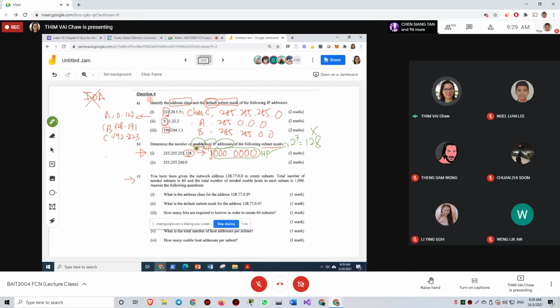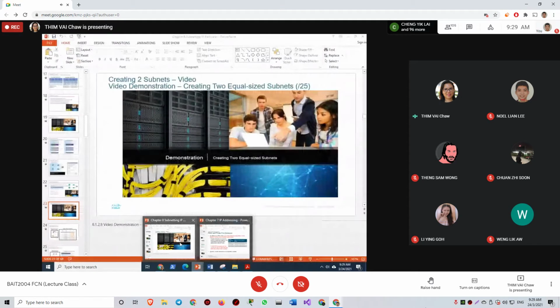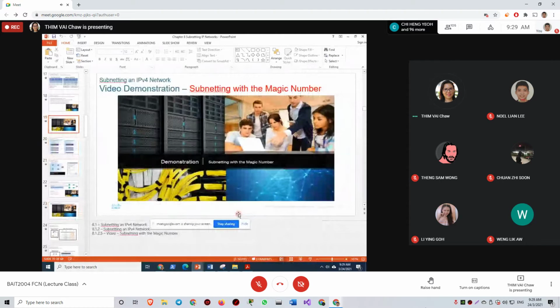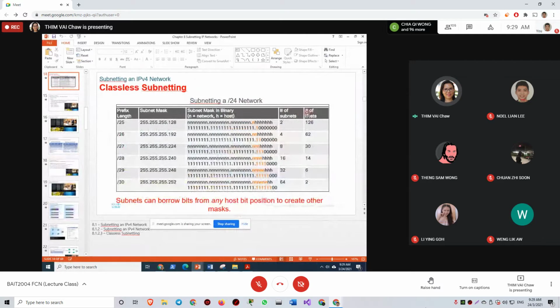they are asking for usable host IP addresses. And you are confused. Miss Chow, over here it says usable host IP address, but in your slide I used the term number of hosts. What is the difference? This one is the number of PCs, the number of devices that can be in your network. Actually they are the same.